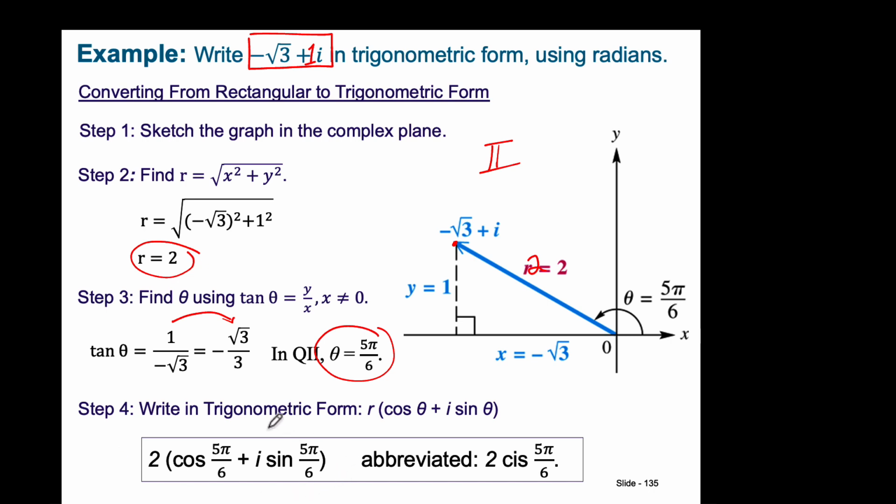Here it is in the non-abbreviated form, and here it is in the abbreviated. Please note that both forms, trigonometric form in general, are dependent on r and theta. That's why we did one step to find r, an additional step to find theta. Once you find r and theta, you can rewrite your complex number from rectangular form into trigonometric or polar form.